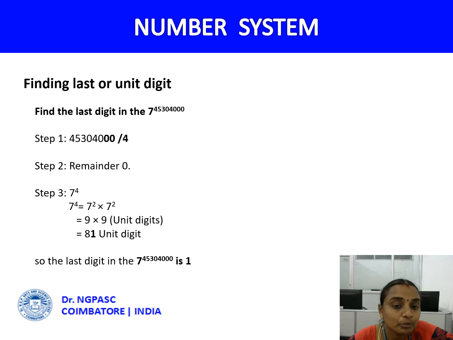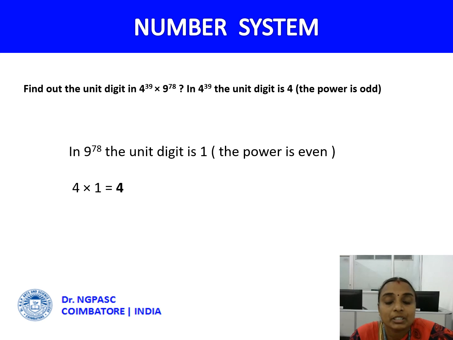So 7 power 4 will come. We split this 7 power 4 as 7 square into 7 square. For 7 square we can say easily that it is 49. So we have to take the unit digit, 9 into 9, which is nothing but 81. So you take the unit digit 1 here. So the answer for this question is 1. This is the easy way to calculate the unit digit of powers. So see the next process.